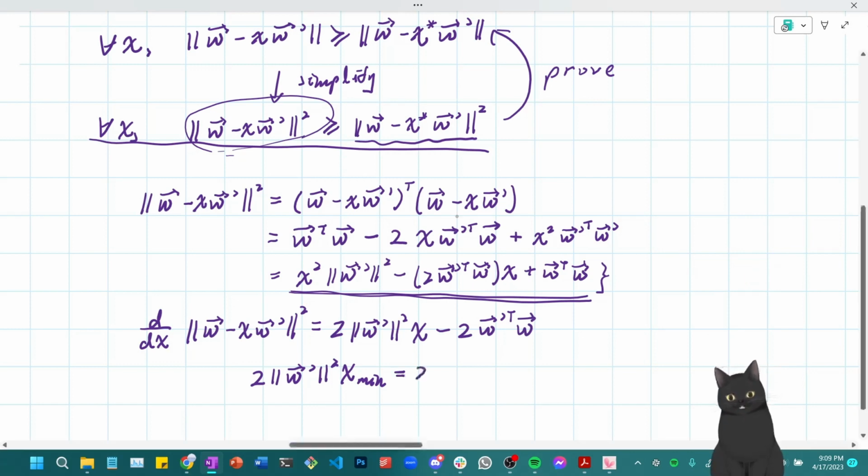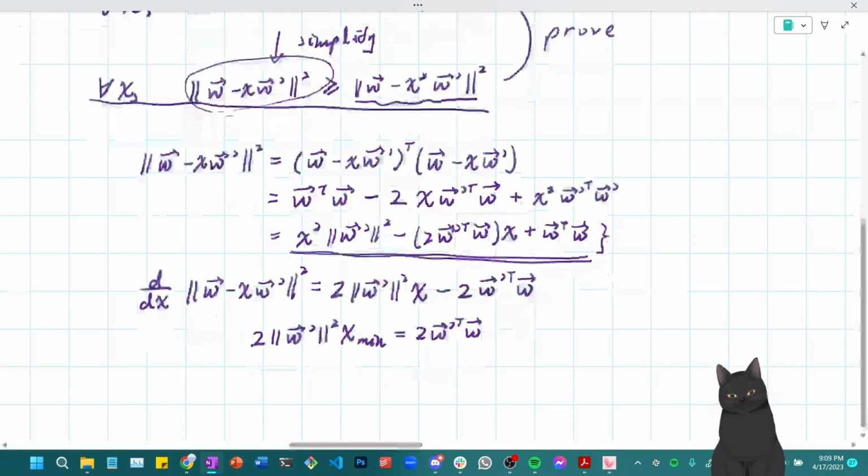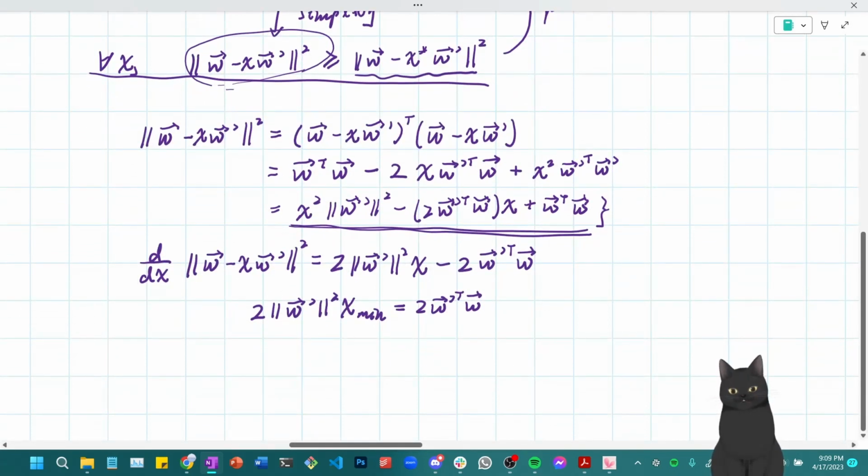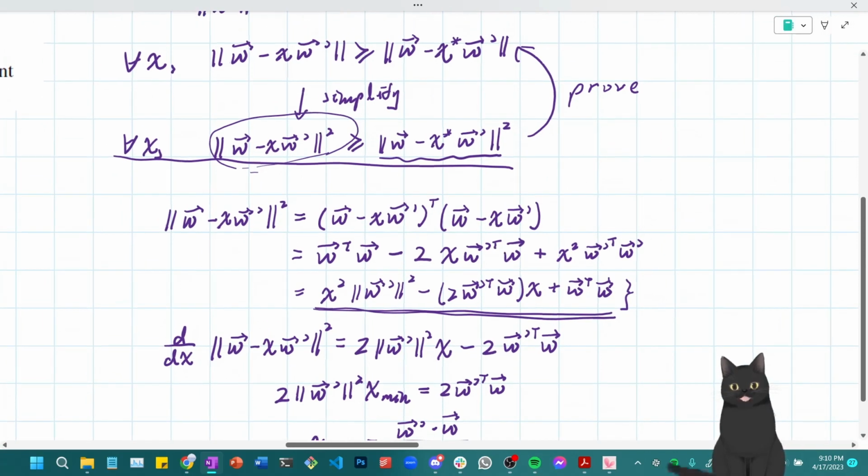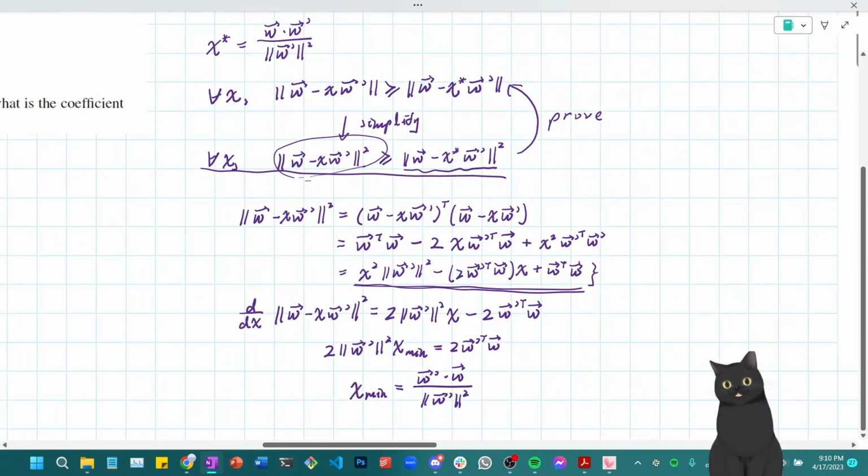And keep in mind, once again, that at the critical point, the derivative is supposed to be 0. So we end up at this expression, where if I have x min being the input of my derivative function, then the derivative is going to be equal to 0, such that the critical point happens. So we end up having the minimizing x is equal to w prime dot w over the square of length of w prime, and that happens to coincide with what we find as x star.